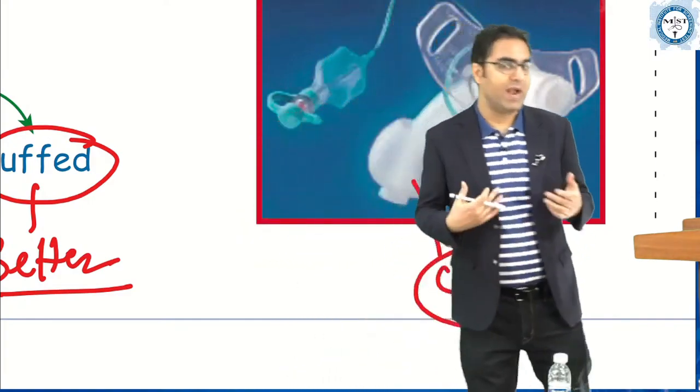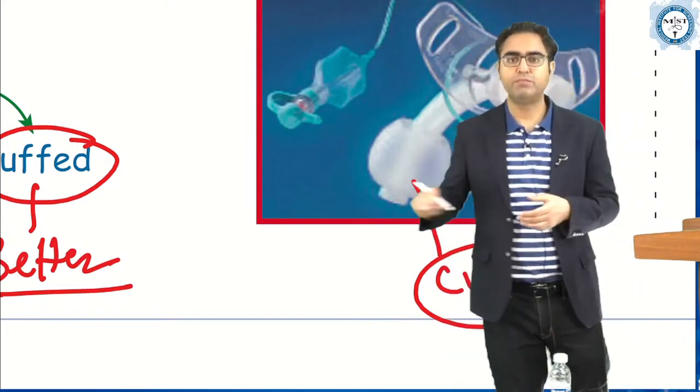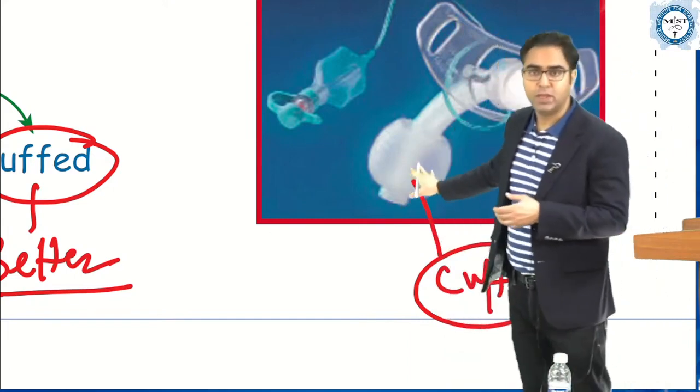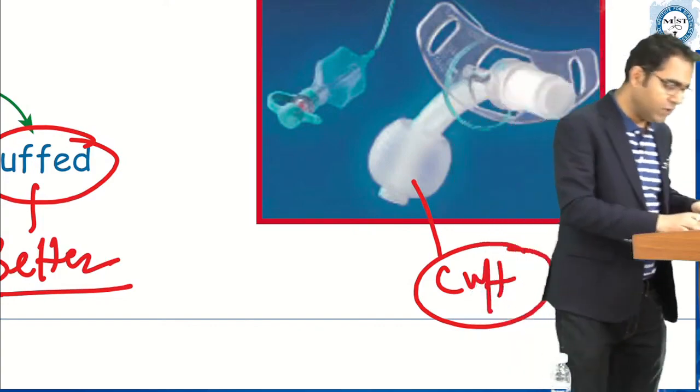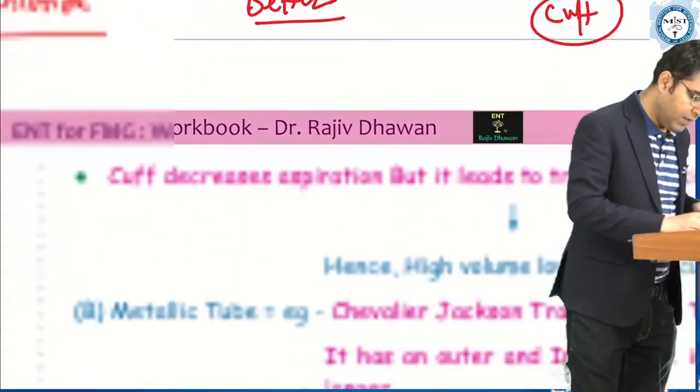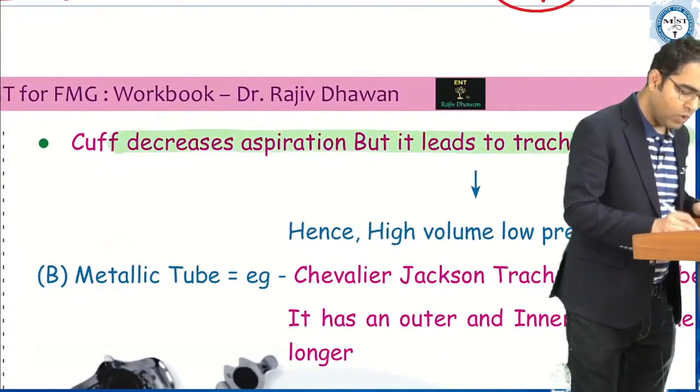Now I'll tell you what is the advantage of cuff. Cuff, C-double-F, cuff. Cuff is this balloon's name, beta. This is a better tube. PVC cuffed tubes are better tubes, beta. Okay. Now what is the advantage of cuff, beta? Read your note, beta. Cuff decreases aspiration but leads to tracheomalacia.